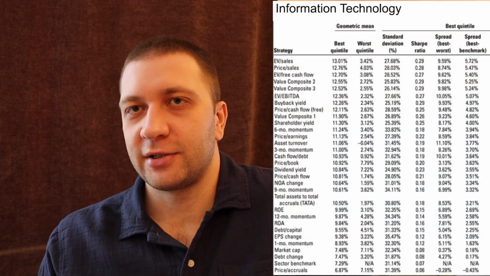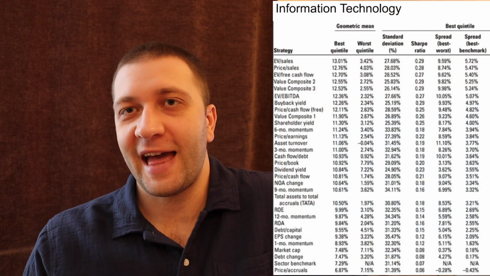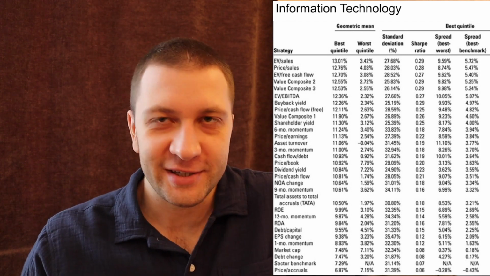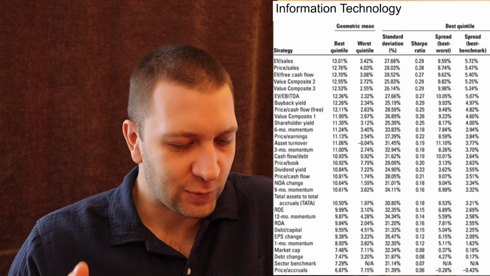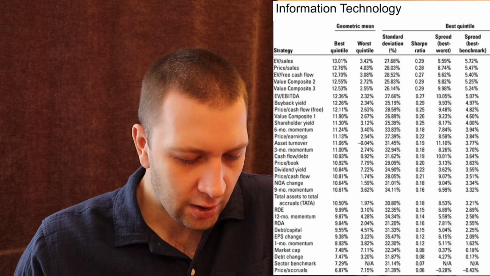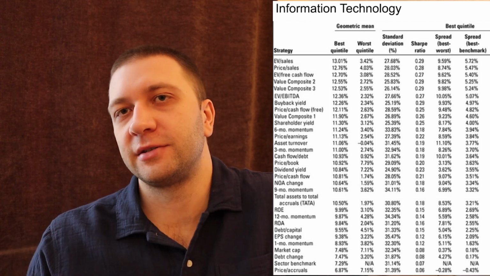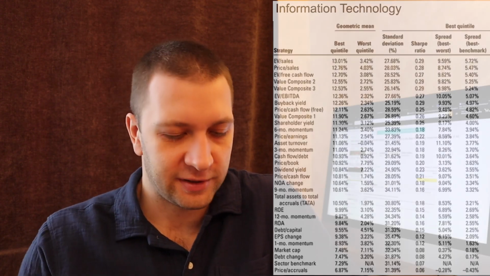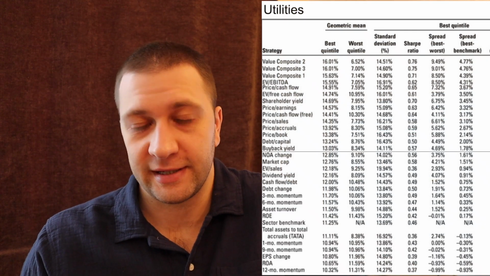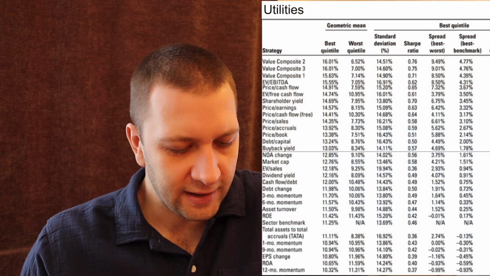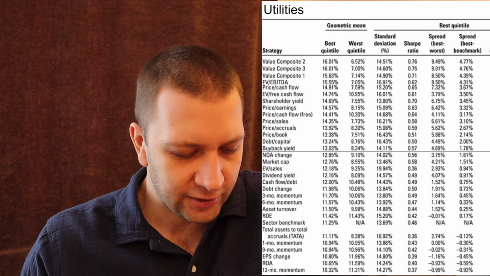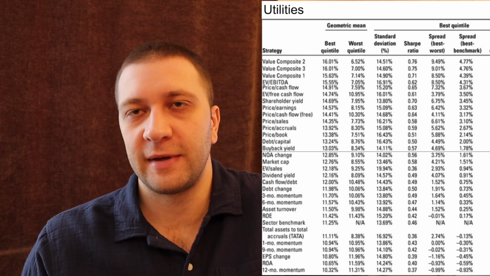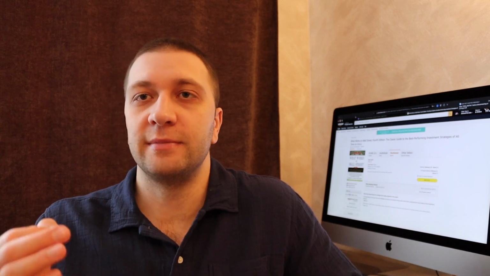Information technology, so companies like Apple, Microsoft. Price to sales is the main indicator, so 12% versus 4%. Also, the market cap has little to no effect on the stock performance. And in the end, utilities. So again, EV to EBITDA and price to cash flow. Return on assets or price momentum had little effect on the stock. As you can see, enterprise value to EBITDA has the most effect in almost all the sectors.